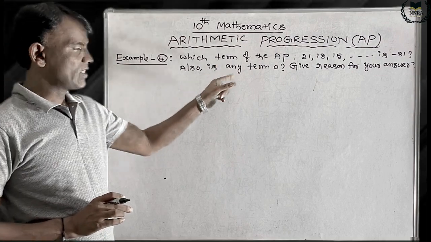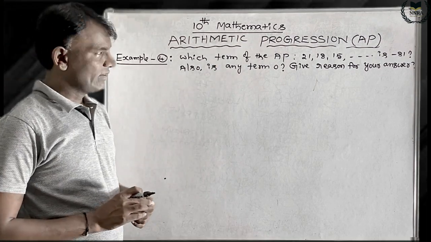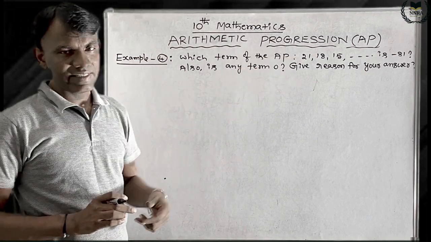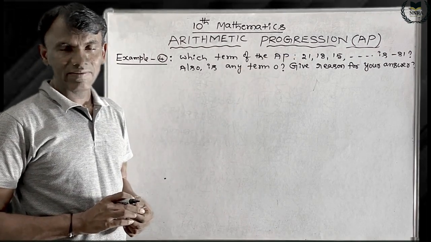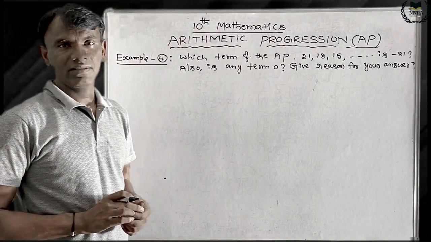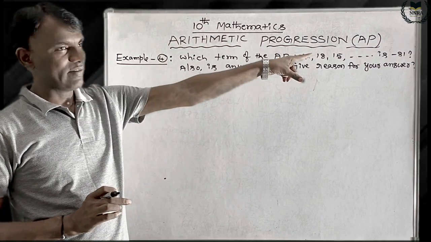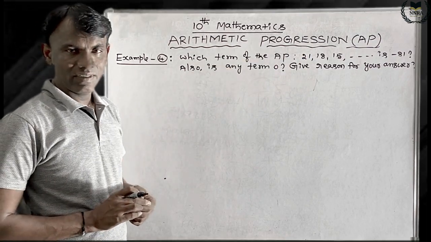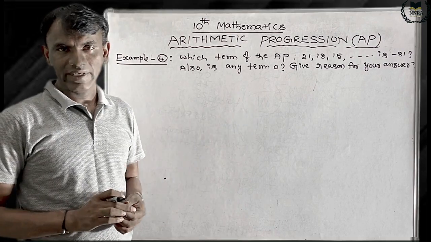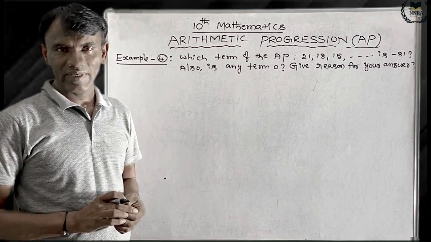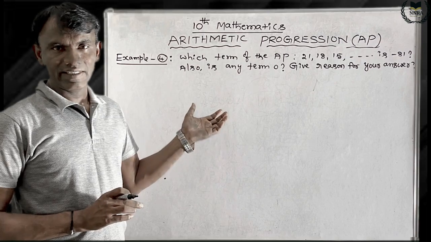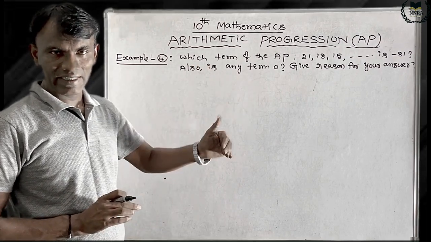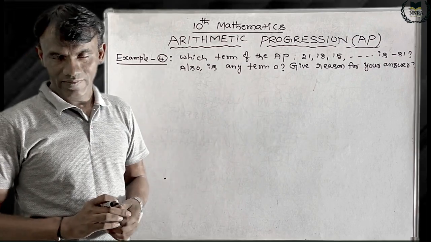So there are two parts in this question, right? First part, which term of the AP is minus 81? Means we just find the value of n. Means that is the value of an. An equal to how much? Minus 81. And we know very well about that formula. Correct? An equal to a plus n minus 1 into d. In that, a is first term, d is common difference. By using all that data, we find the value of n.